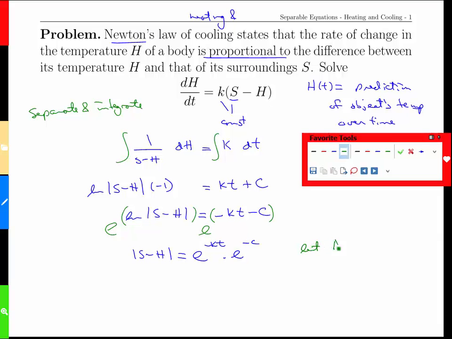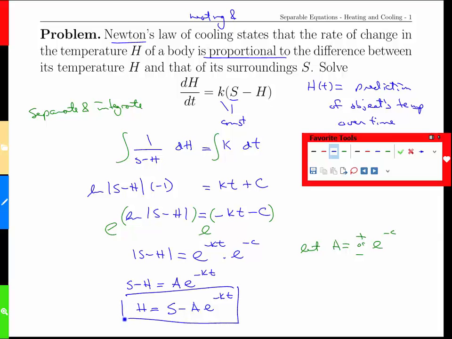Then we do our creative new variable creation here. We don't really care what c is, we just need to have a multiplier here as a factor. And we're also going to take away the absolute values. So we're going to end up with e to the negative c with a plus or minus as needed when we take away these absolute values. And when we do that, we end up with S minus H equals A e to the minus kt. And last but not least, we can bring the H over to the other side, or isolate it. We will end up with H equals S minus A e to the minus kt. And that is the general solution for a heating and cooling problem.